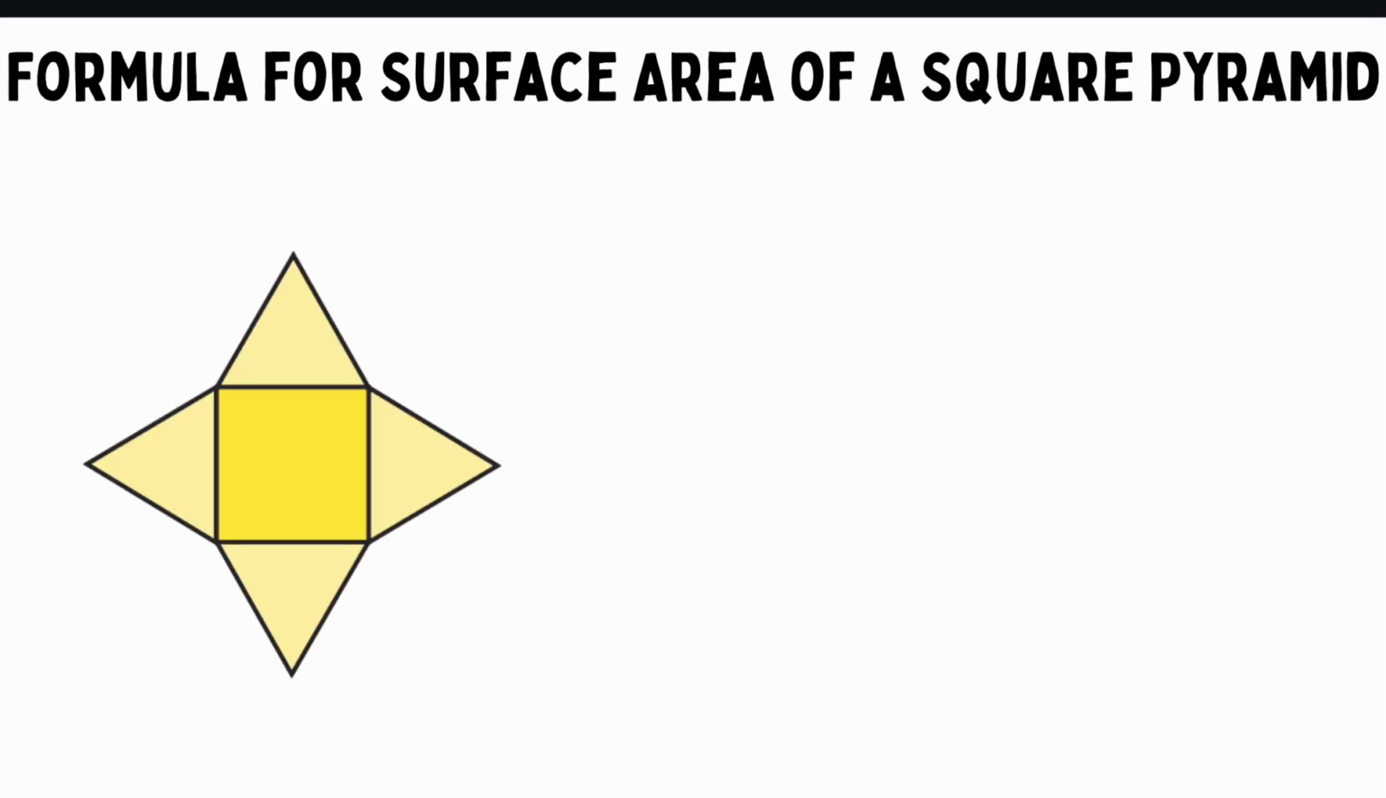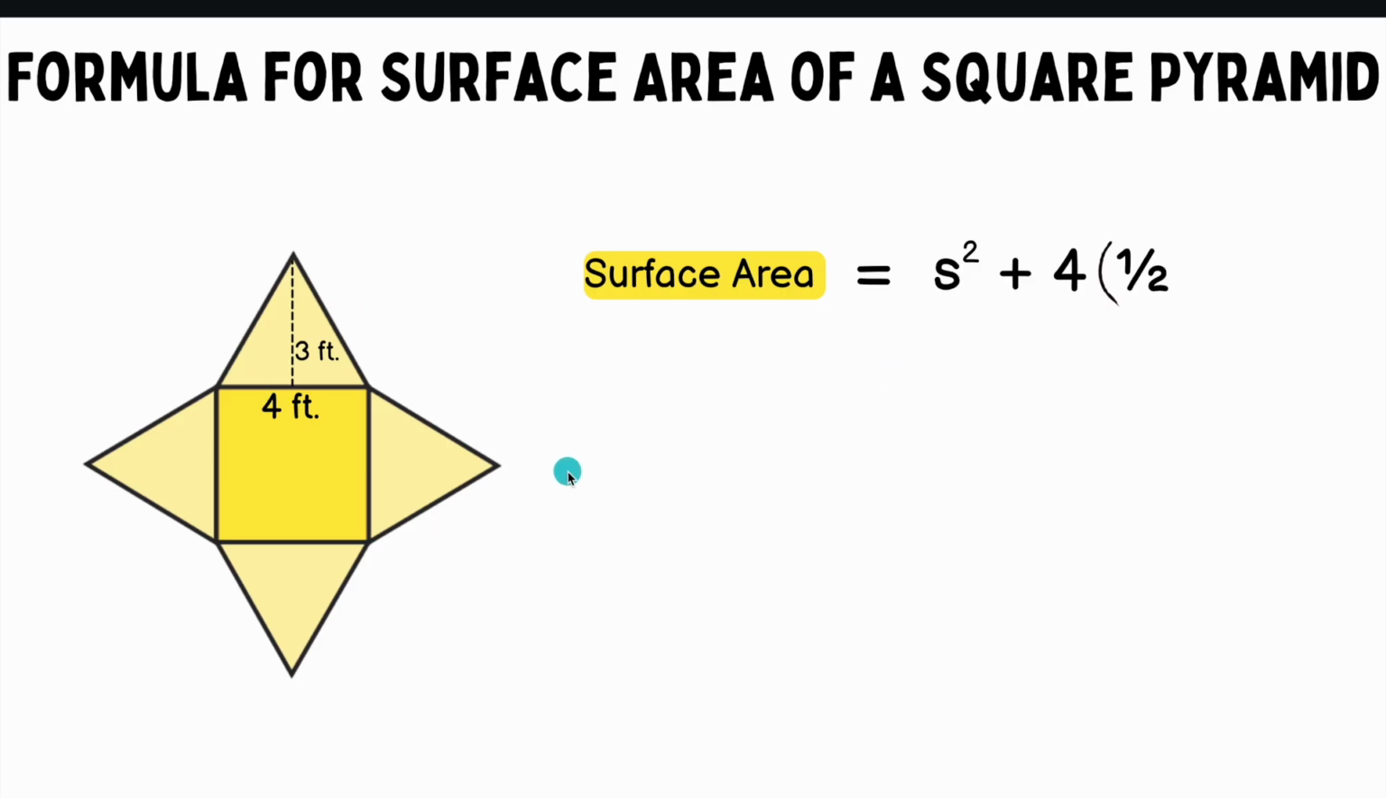Let's find the surface area of this square pyramid. The square base has a side length of 4 feet, and the base length of this triangular face is also 4 feet. And the height of the triangle is 3 feet. Let's write the formula. Surface area equals s squared, which is how we will find the area of the square base, plus 4 times, because we have 4 triangles, half times the base times the height.